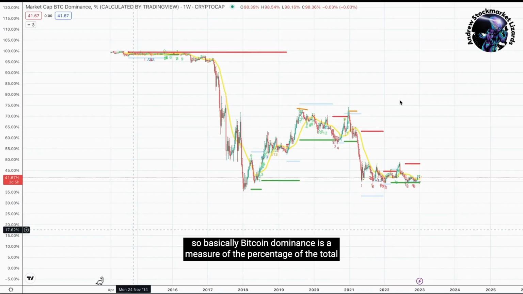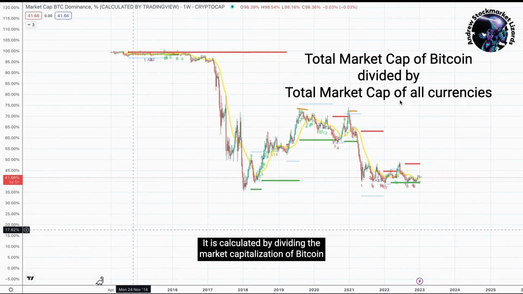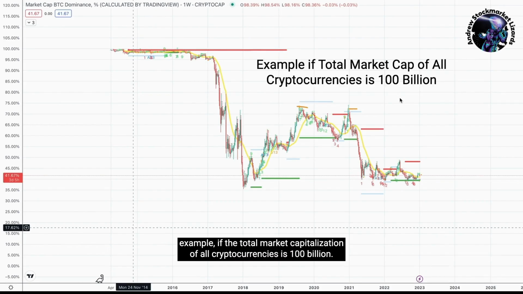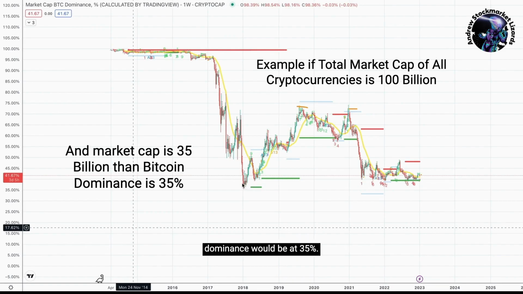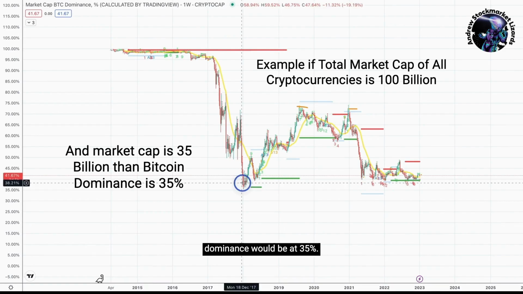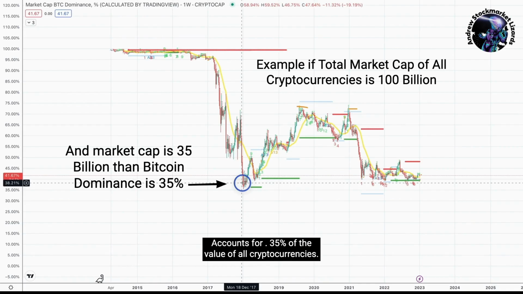So basically, Bitcoin dominance is a measure of the percentage of the total market capitalization of cryptocurrencies that is attributed to the Bitcoin network. It is calculated by dividing the market capitalization of Bitcoin by the total market capitalization of all cryptocurrencies. For example, if the total market capitalization of all cryptocurrencies is 100 billion, and the market capitalization of Bitcoin is 35 billion, then Bitcoin dominance would be at 35%.